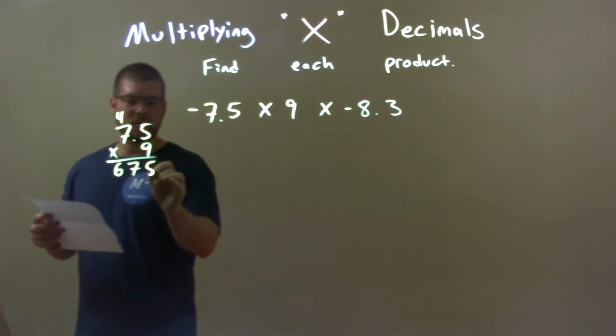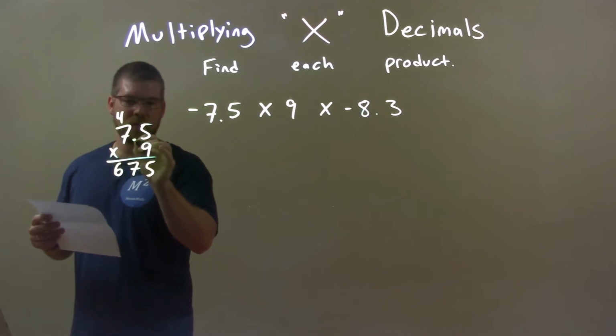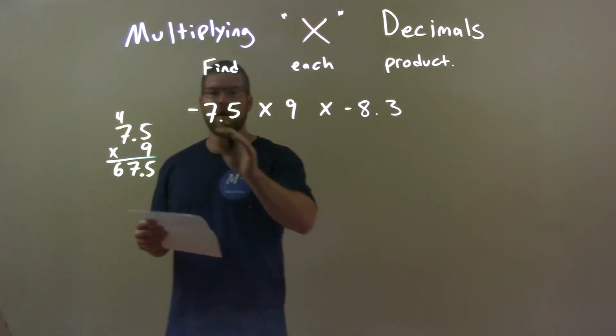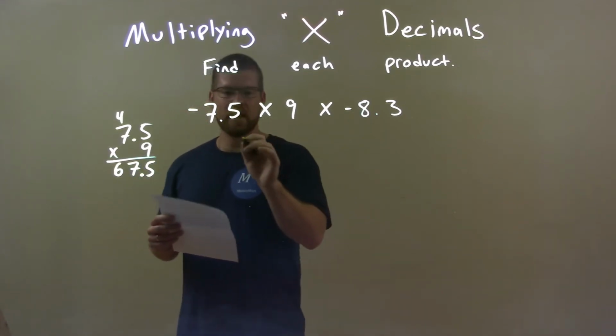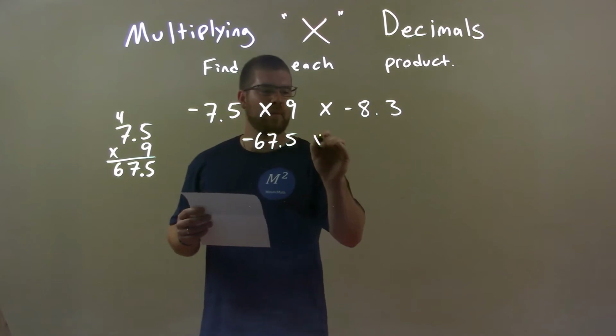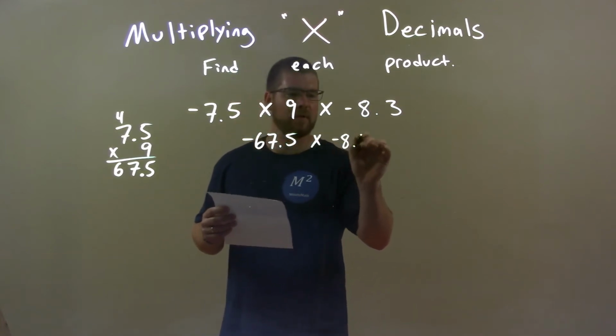Now we know, alright, we have to move a place value for the decimal, right there, so we have 1 up here, so one place value there, 67.5. Now a negative times a positive is a negative, so we have a negative 67.5 here, and then we're going to multiply that by the negative 8.3.